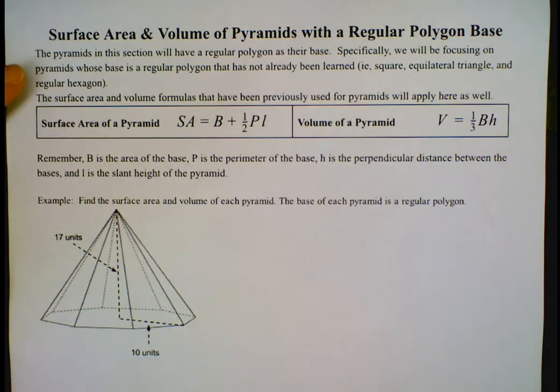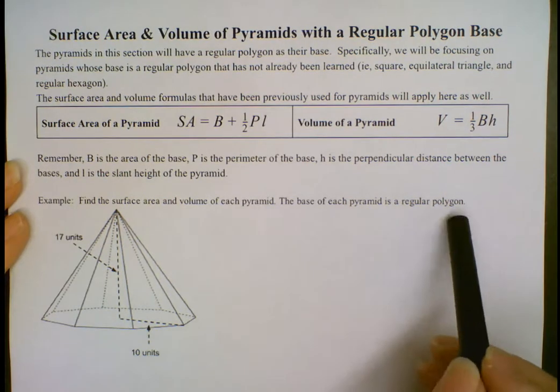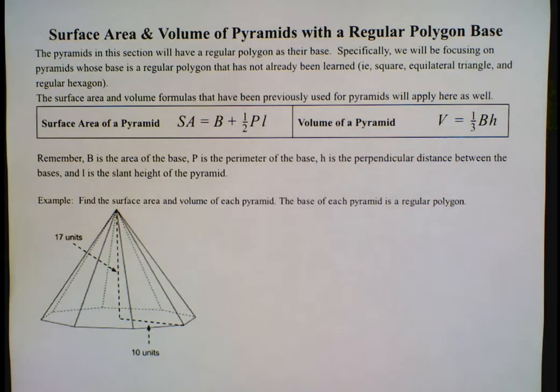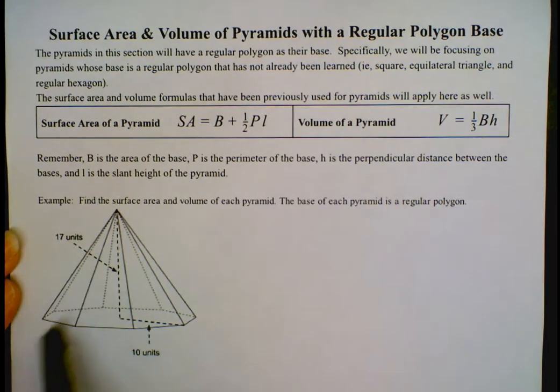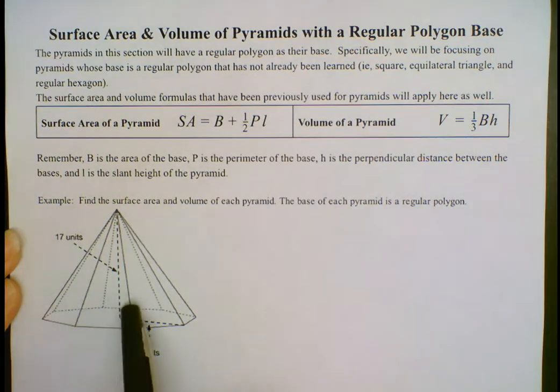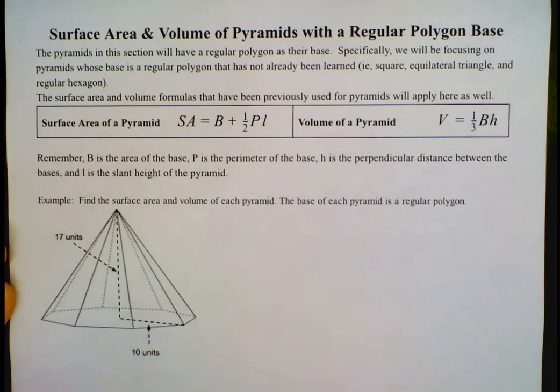So in all of these situations, we will be given a polygon that is a regular polygon that will be stated in the directions on any exercises we do. We don't typically mark them on the diagram just because of the amount of clutter that creates. So for this one, we are looking at a pyramid with 1, 2, 3, 4, 5, 6, 7, 8 sides. So we have an octagon.